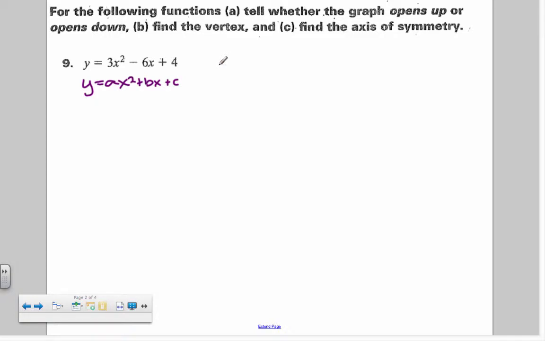Therefore, our A, which is in front of our x squared value, can indicate whether we're opening up or down. Just like in an absolute value graph, the A, if it was positive, would open up, and if it was negative, open down. It's the same here. So here, my A is 3, my B is negative 6, and my C is 4. And my A will indicate whether I open up or down. So for part A, I know that my graph opens up because my A is positive.